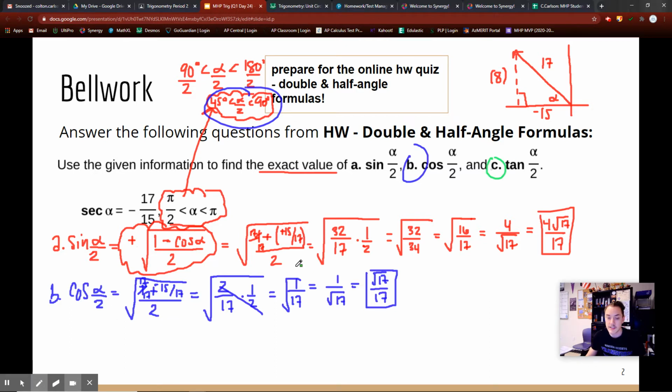Okay, let's go to C, tangent. Tangent's really easy because I'm just going to take sine all over cosine. So sine is that, so 4 radical 17 all over 17, and then divided by radical 17 all over 17. And so now you can see, I hope you can see, that this radical 17 all over 17 will go poofy with that whole thing. So I just have 4. That's all I have, okay? So that one was really nice.